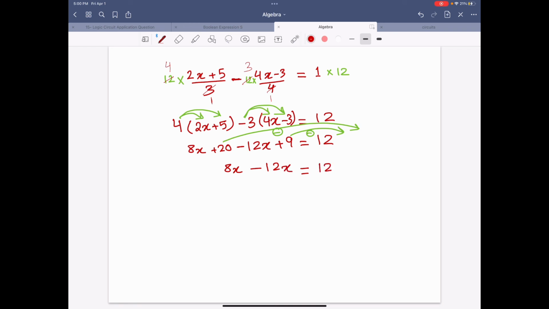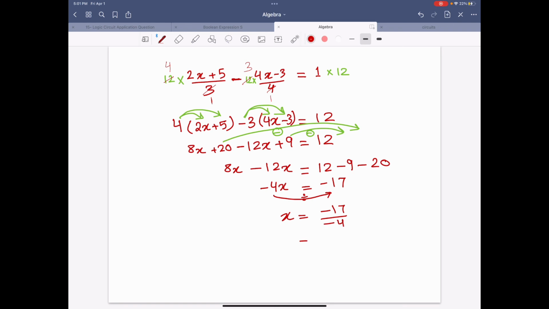Okay, so 12 and then negative 9 minus 20. Now try to add them up. So 8x minus 12x is negative 4x equals 12 take away 9 is 3, take away 20 is negative 17. And now I want to isolate x, so I have to divide by negative 4, divide by negative 4. So my x equals negative 17 divided by negative 4.